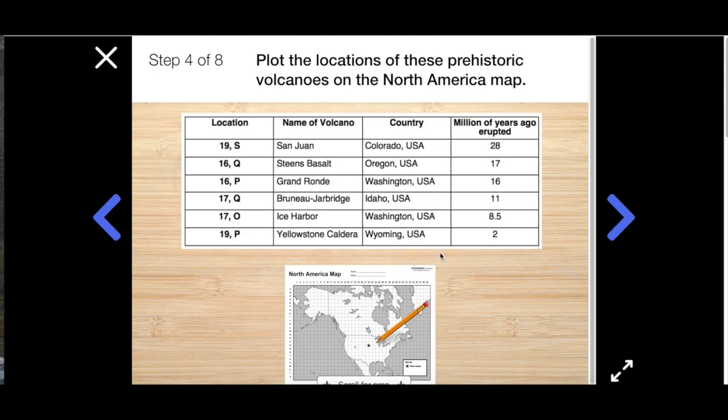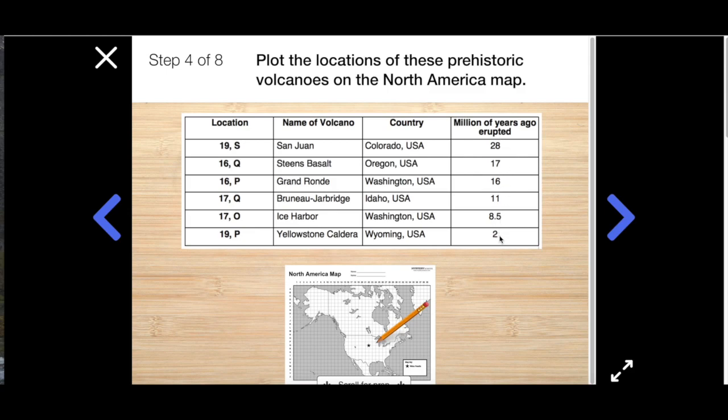The most famous one on here is probably the Yellowstone caldera in Wyoming, USA. That's where Yellowstone National Park is nowadays. This one, Grand Ronde, is in Washington, our state, and so is Ice Harbor, but I would need to look up more information about them. That can be an extension project if you finish your work today and you want to know more. The last column is how many millions of years ago the volcano erupted. The Yellowstone volcano erupted the most recently. It only erupted 2 million years ago. The others were much longer.